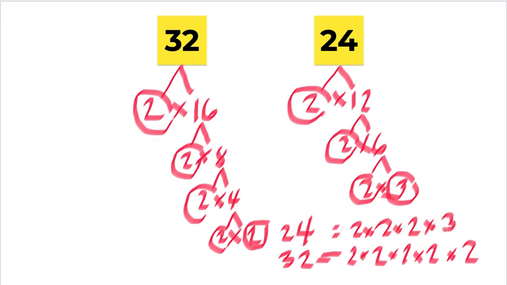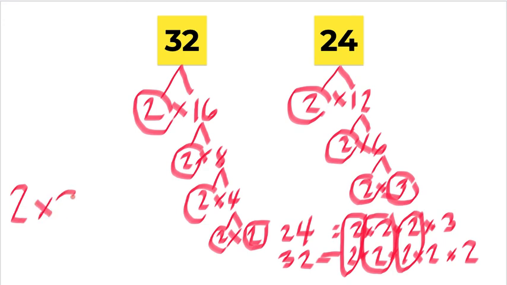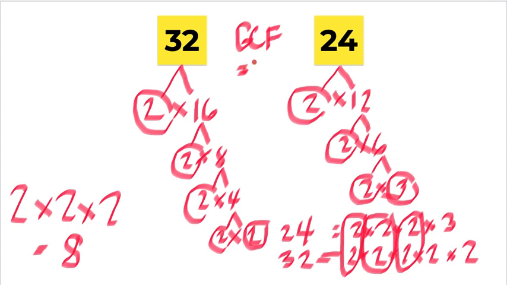And now let's try to look at if there are common numbers. Yes, there are. Same 2, another 2, another 2. So therefore, there are three 2's that are common. So you need to multiply them. 2 times 2 times 2. So therefore, the GCF of 32 and 24 is 2 times 2 is 4 times 2 is 8. So the GCF of 32 and 24 is 8.